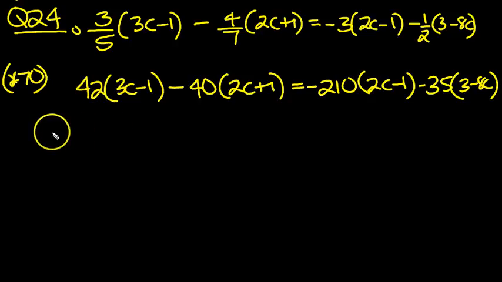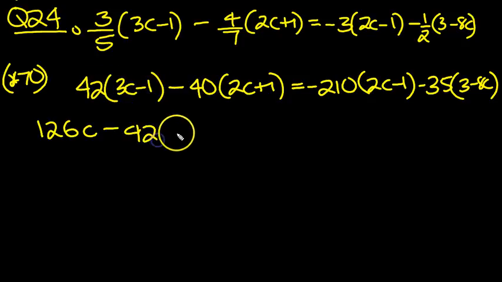3 42s. 3 40s is 120, 3 2s are 6, so 126c. The second term, minus 42 times 1, which is minus 42. 40 times 2 is 80 with a minus, 80 and a c. And then minus times a plus is a minus, 40 times 1 is 40.